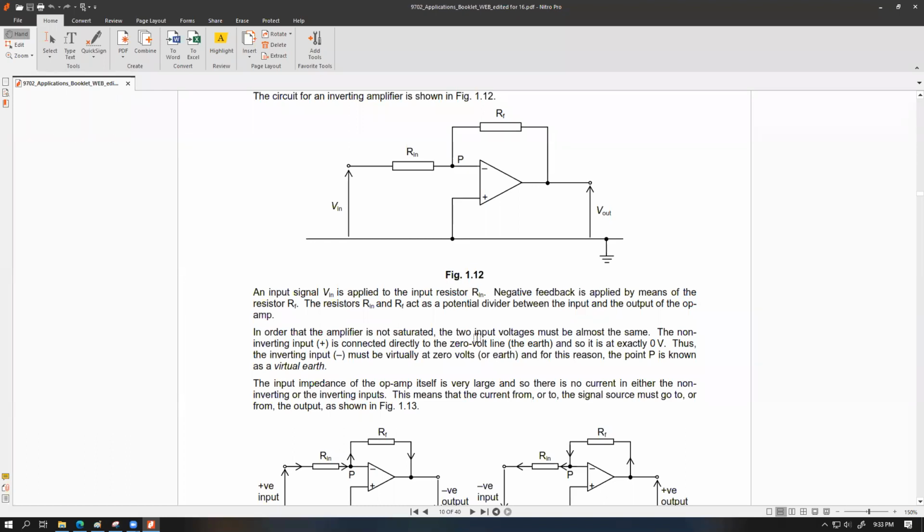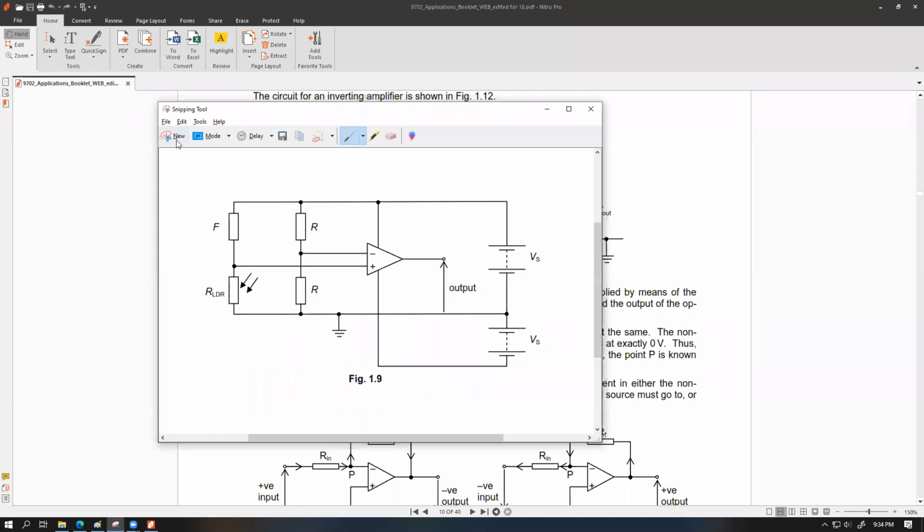Now, have a look. In this circuit, V plus is definitely 0 volt. If we want to avoid saturation, listen to the logic. To avoid saturation, V minus has to be very close to V plus, so that the difference between them, V plus minus V minus, is extremely small. So if I want to write them in terms of words, might as well take this picture out.